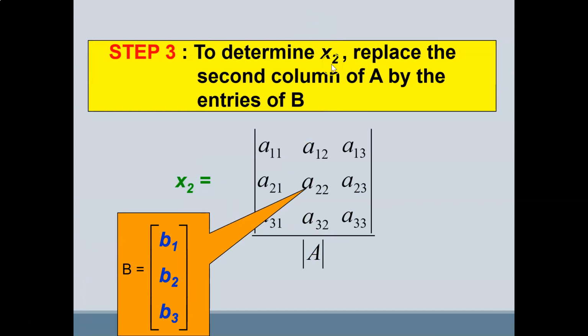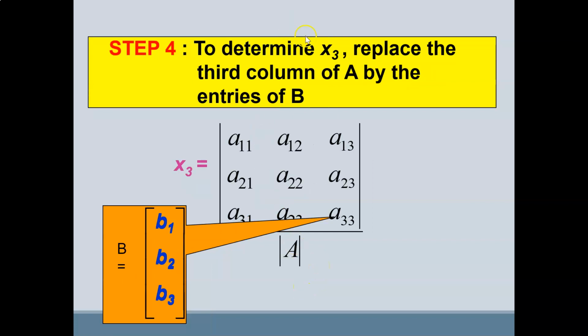And then the third step, to determine x2, you replace the second column of A by the entries of B. Just now you replaced the first column, now you replace the second column, and you also need to find the determinant of this and divide by the determinant of A. And the last step, to determine x3, since we have x1, x2, and x3, you replace the third column with the entries of B, find this determinant and divide by the determinant of A.